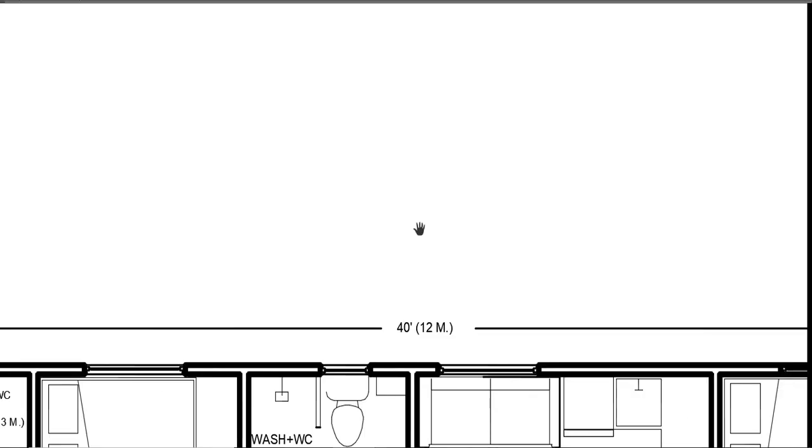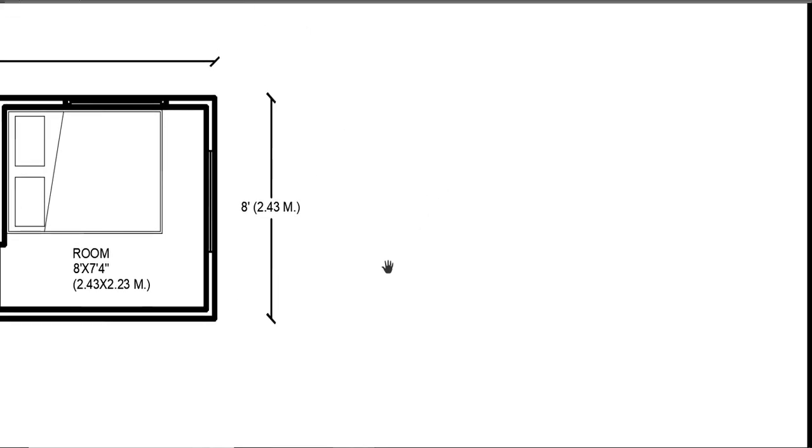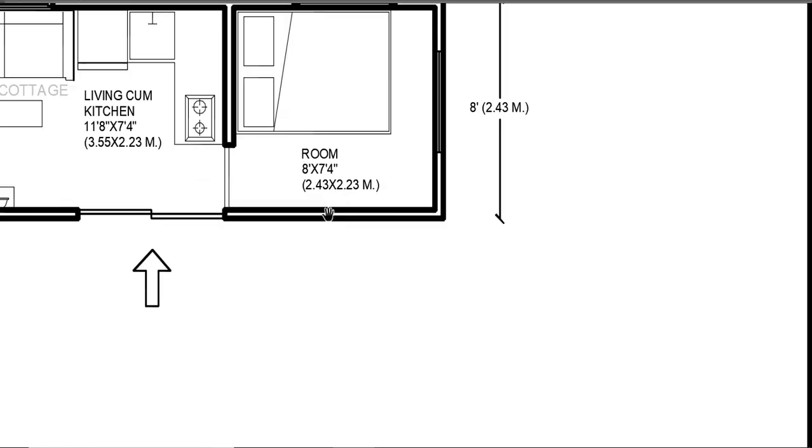So this is the floor plan of the house. There is a 40 feet shipping container. The total area I have taken is: the length is 40 feet, in meter 12 meter, and the width is 8 feet, in meter 2.43 meter. So in the front we have a sliding door here.